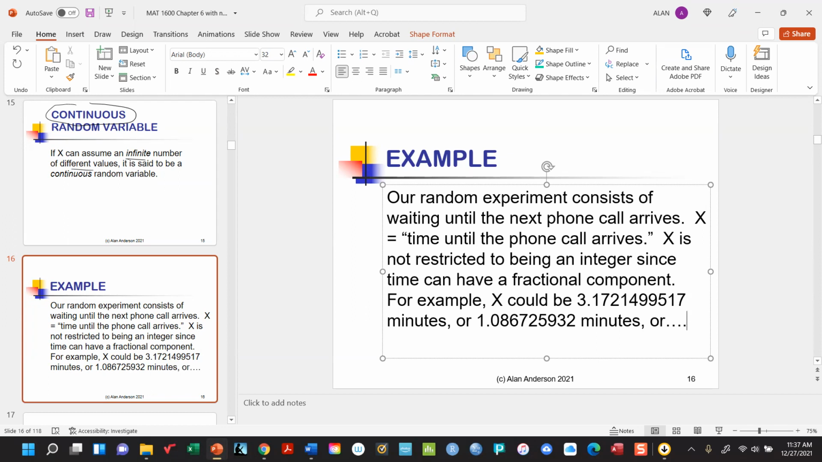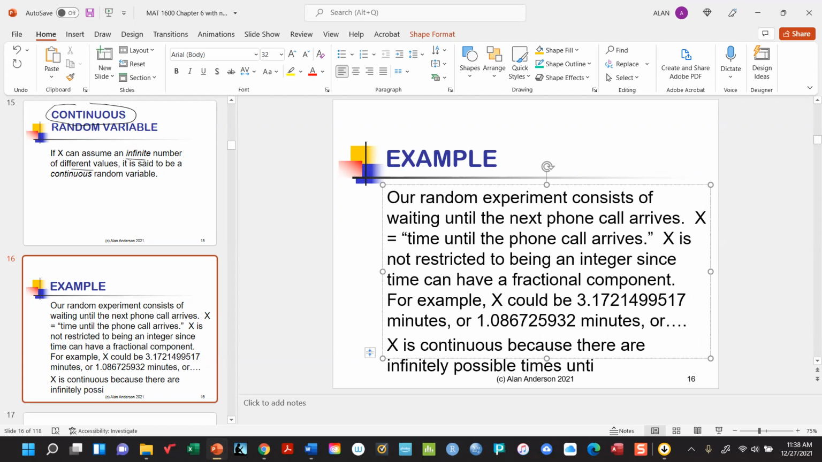In other words, what I'm getting at here is that because we have that fractional component, there's literally an infinite number of potential times until that next phone call. The number of possibilities is literally infinite. And so therefore, X is continuous because there are infinitely many possible times, I should say, until the next call.